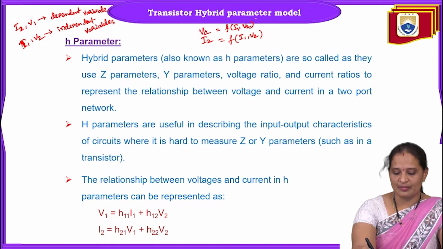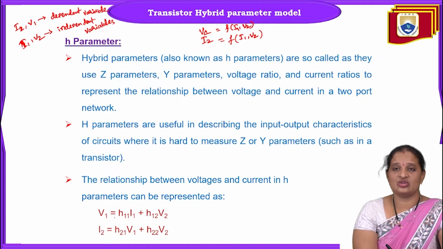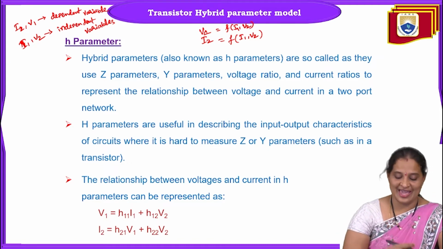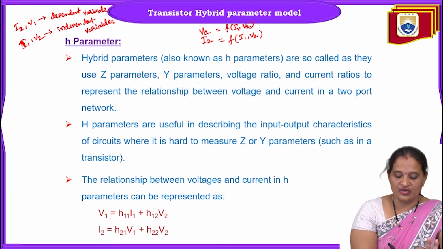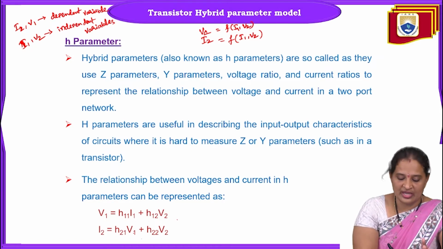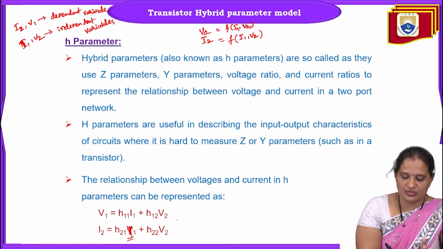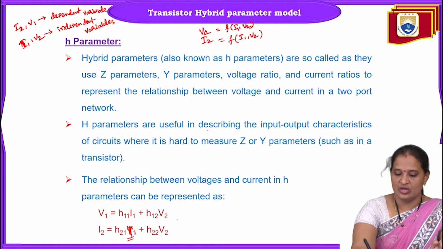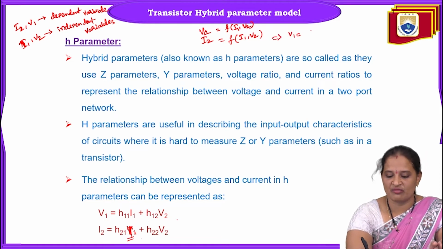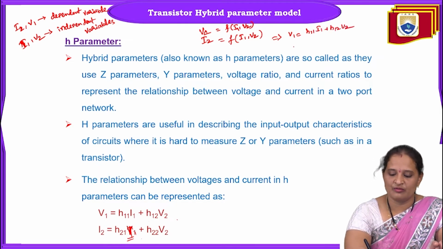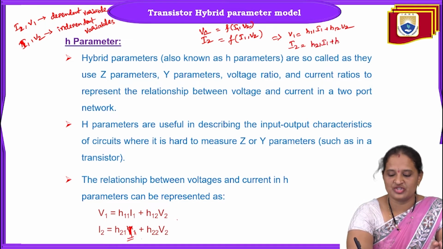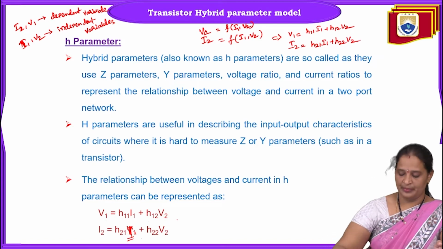Now, based on this, I can write the expressions. These are H parameters, and we will be representing them with H. V1 is equal to H11 into I1 plus H12 into V2, and I2 is equal to H21 into I1 plus H22 into V2. So here we can write V1 as a function of I1, V2: H11 into I1 plus H12 into V2. Similarly, I2 can be expressed as H21 into I1 plus H22 into V2. So these are the expressions here.